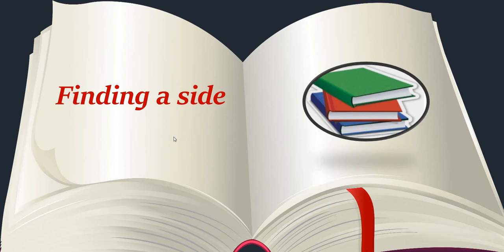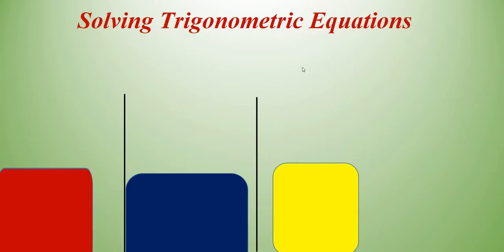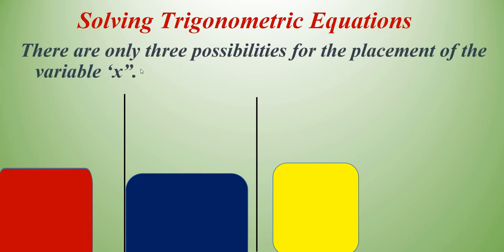Finding a side. If you need to find any side of a right angled triangle, solve a trigonometric equation. There are only 3 possibilities for the placement of the value x.